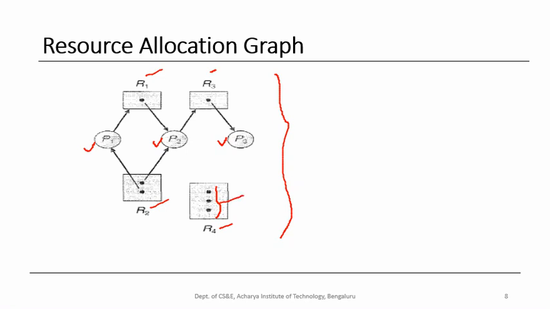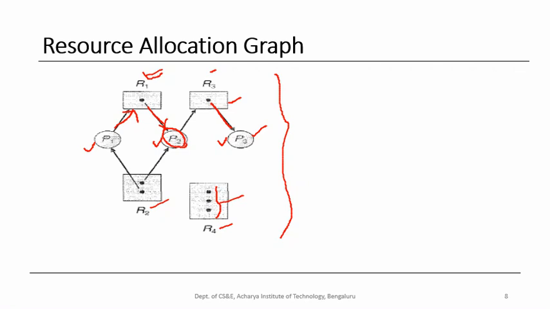Now there is an edge from P1 to R1, which means that P1 is waiting for R1, and this R1 is held by P2. Okay, R1 is held by P2. And similarly, there is an edge from R3 to P3. This is an assignment edge, whereas this edge is a request edge, right? So R3 is allocated to P3.